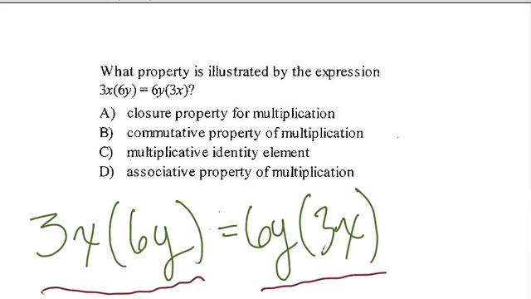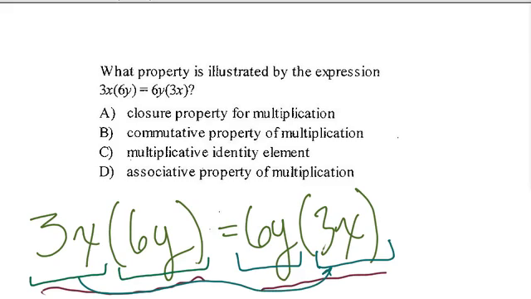And what operation are we doing? Well, we're multiplying everything. So this has something to do with multiplication. And it also looks to me that we started off with 3x times 6y, and then the order is different over here. We have 6y times 3x. So all we did was flip the order, right? 3x is moved last, and 6y was moved first.